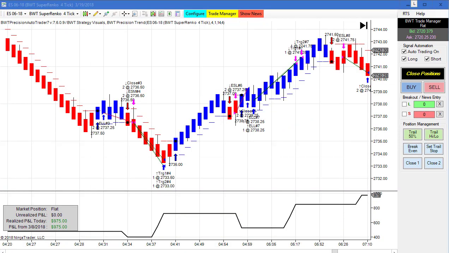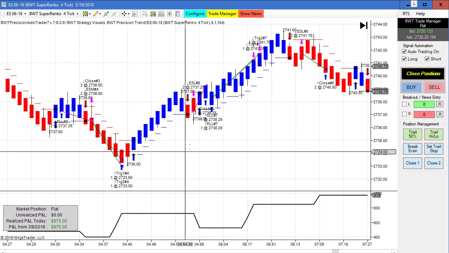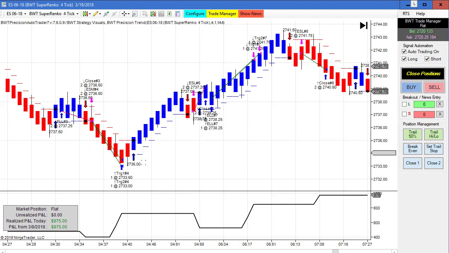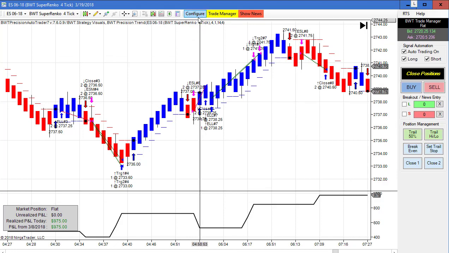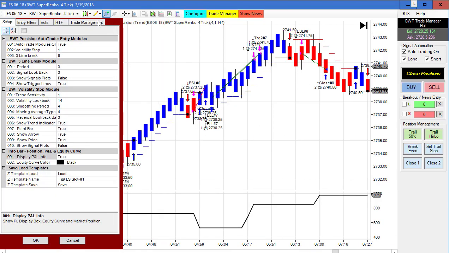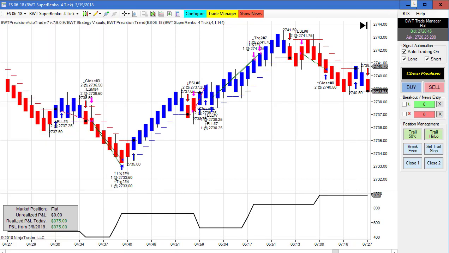Okay, next up is the Emini S&P on a Super Renko 4-tick chart, and this had about 5 trades, a small loser to start and another loser here, but 3 nice winners, and that brought us up to our goal of probably 1000, and so we had a couple ticks slippage on our market order.